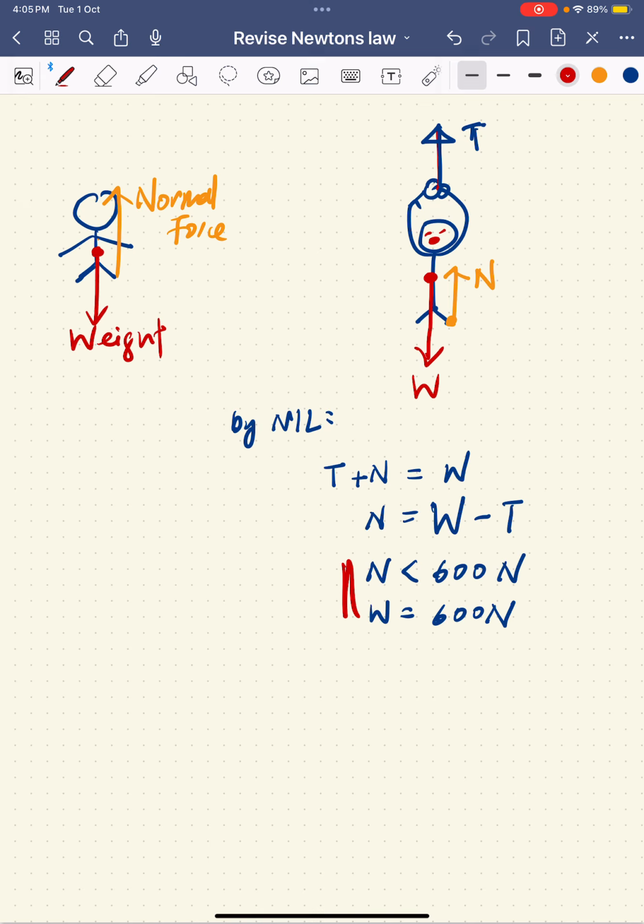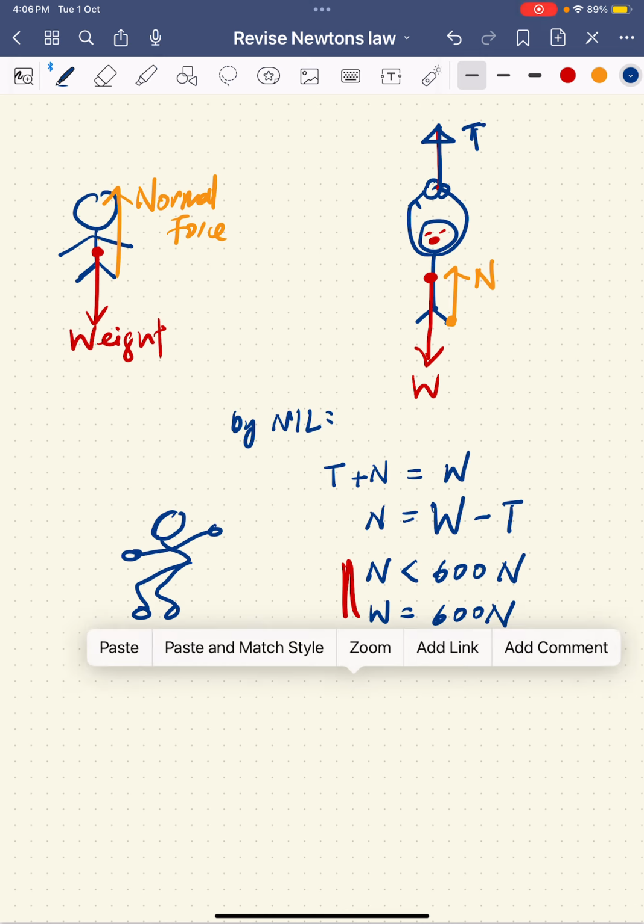Another case in which we can also see that the normal force can be a value that is different from the weight is when you are trying to jump. So imagine yourself trying to jump. This is my best drawing of a person, actually not bad, trying to jump.